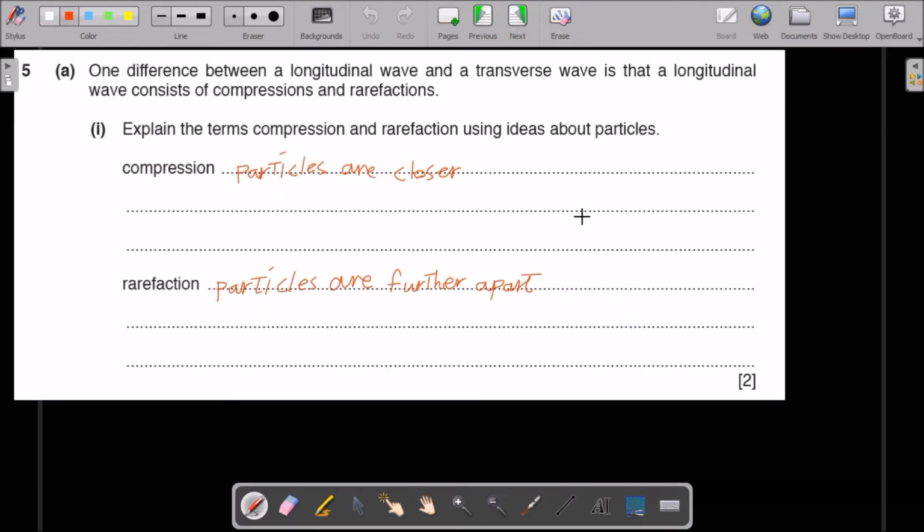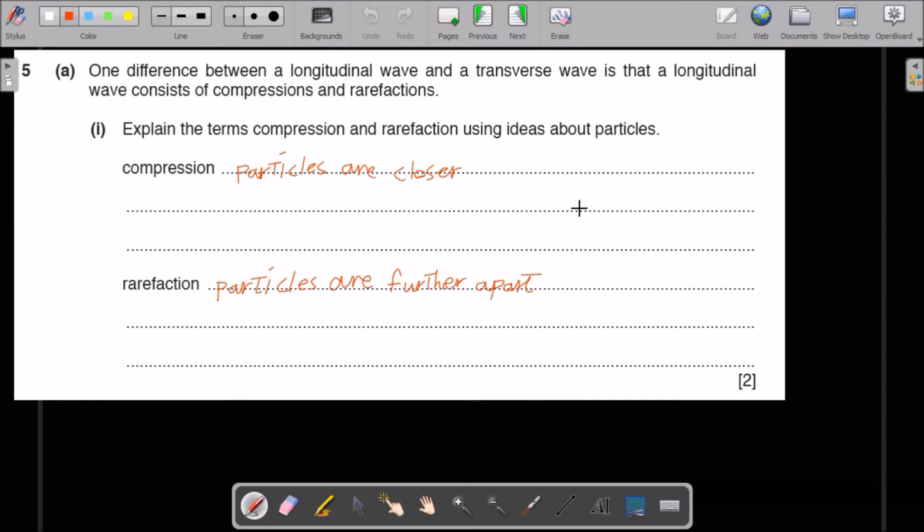Question 5. One difference between a longitudinal wave and a transverse wave is that a longitudinal wave consists of the compressions and rarefactions. Explain the terms compression and rarefaction using ideas about particles. So you know that in compression, particles are closer to each other. So you can write it, particles are closer. You can get 1 mark for this part.